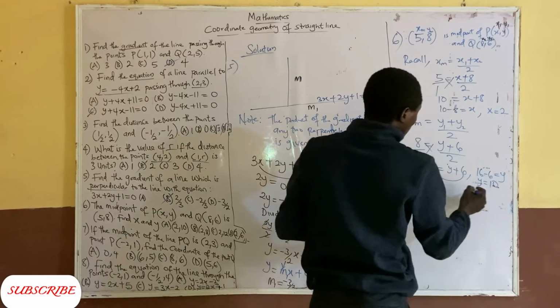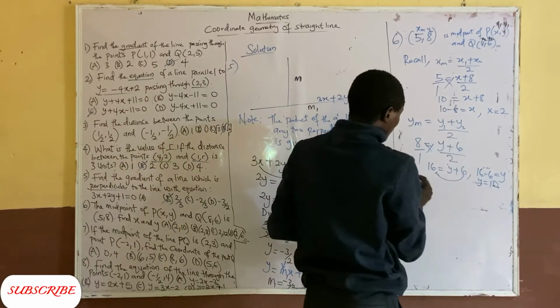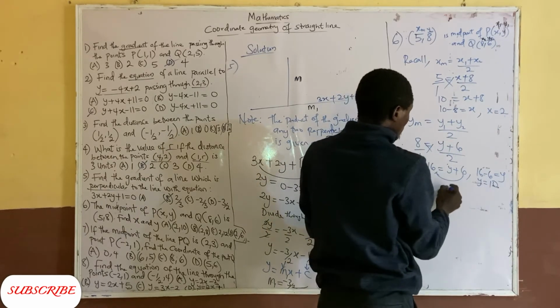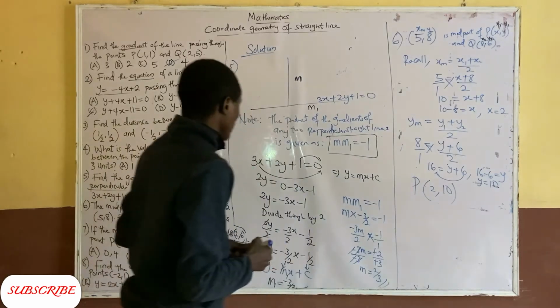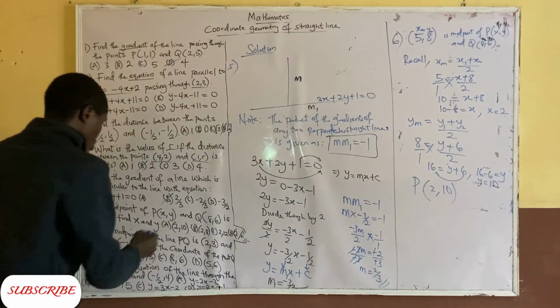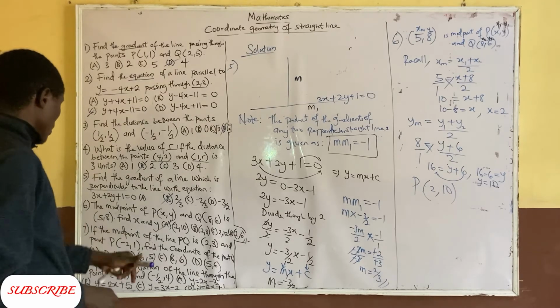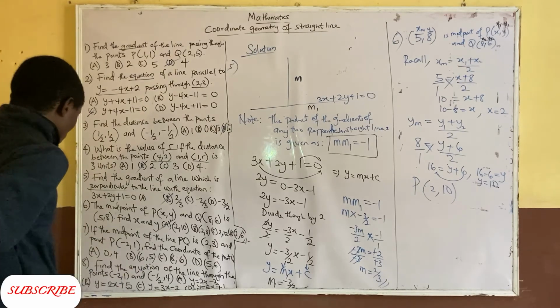Definitely y is equal to 10. So your value of P will now be for x is 2 and for y is 10. So 2 comma 10. That is option A.